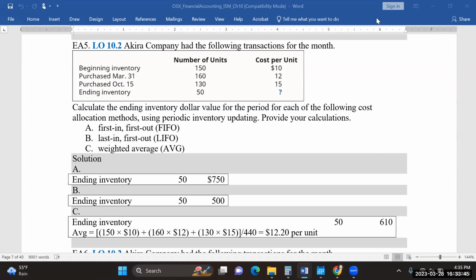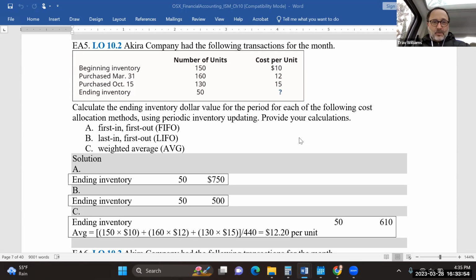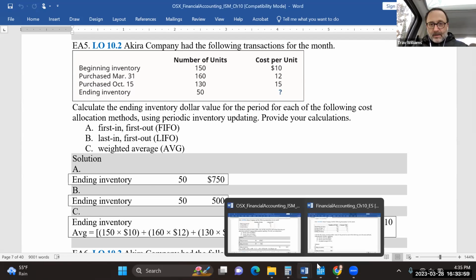Okay, great. So let's continue. Oh, that's my camera. Okay. All right. So this is where we were. We figured out the FIFO. Oh, I'm looking at the wrong document.